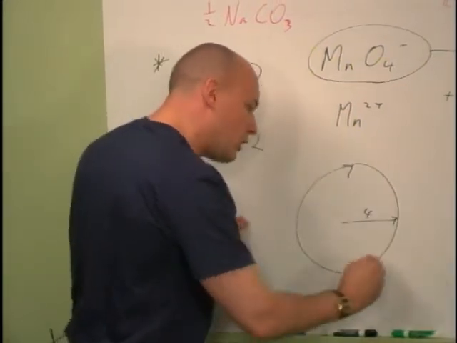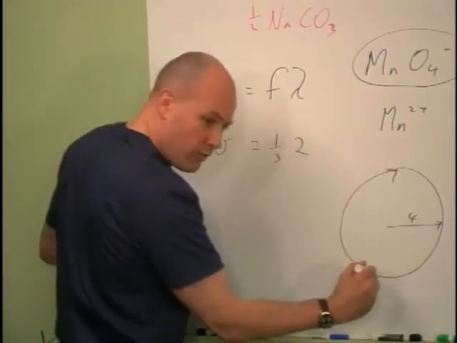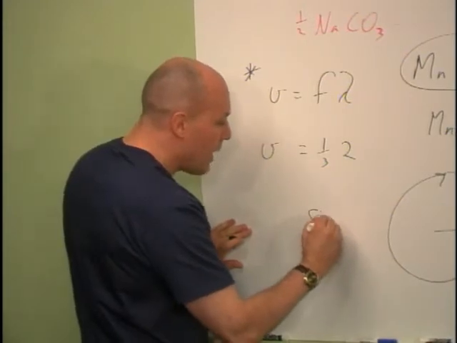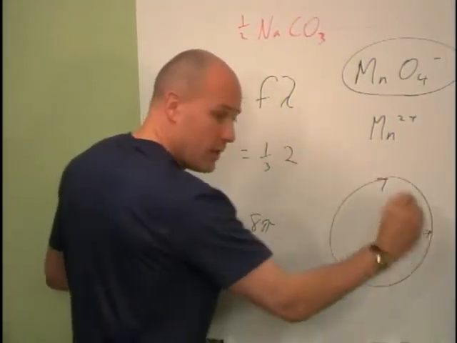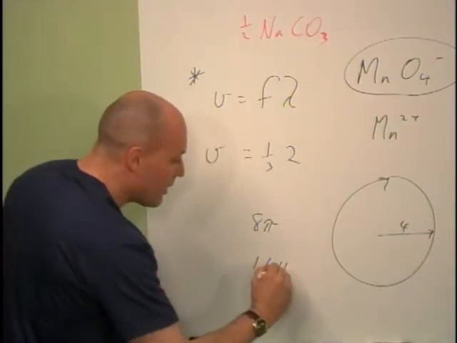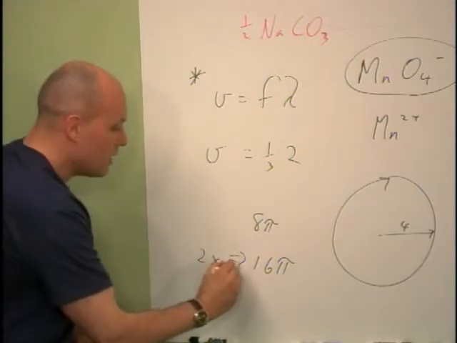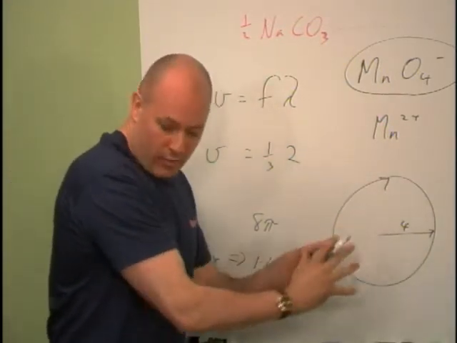So let's figure out first of all, how far is 1 time around the circle? What's the formula for a circumference of a circle? 2 pi r, which makes it 8 pi for 1 time around. So twice around would be 16 pi. Okay, so 2 times around gives me a distance of 16 pi. If I can figure out how long it takes this thing to go 2 times around, I've got the answer.